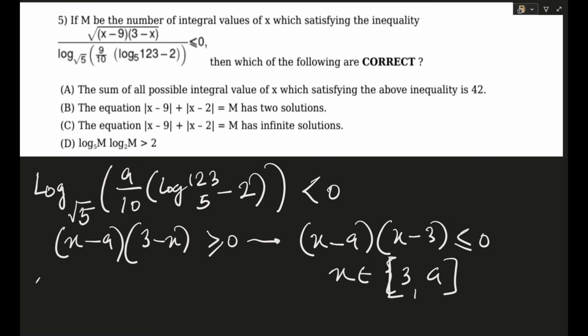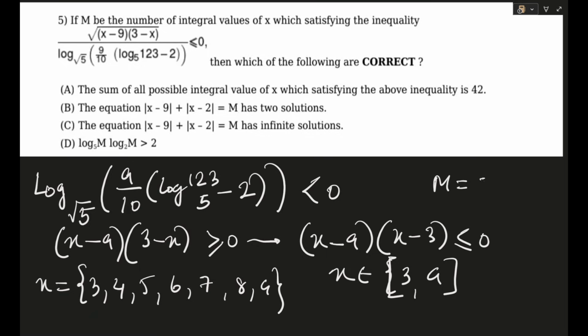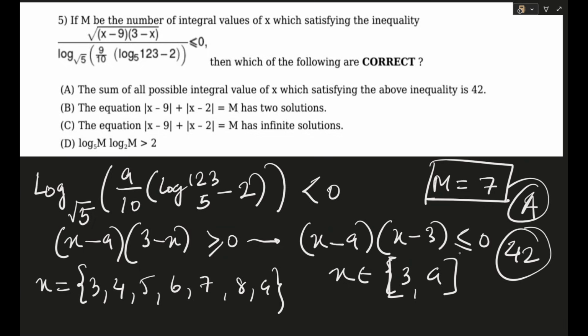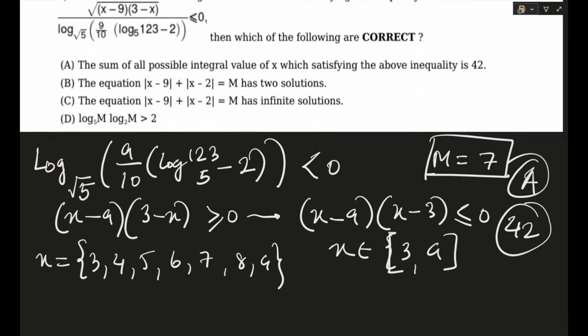So you will get x as your 3, 4, 5, 6, 7, 8 and 9. So you get capital M as equal to 7. And if you add these, 4 plus 3 is 7, plus 5 is 12, plus 6 is 18, plus 7 is 25, plus 8 is 33, plus 9 is 42. So option number A is correct. And capital M is equal to 7, right?